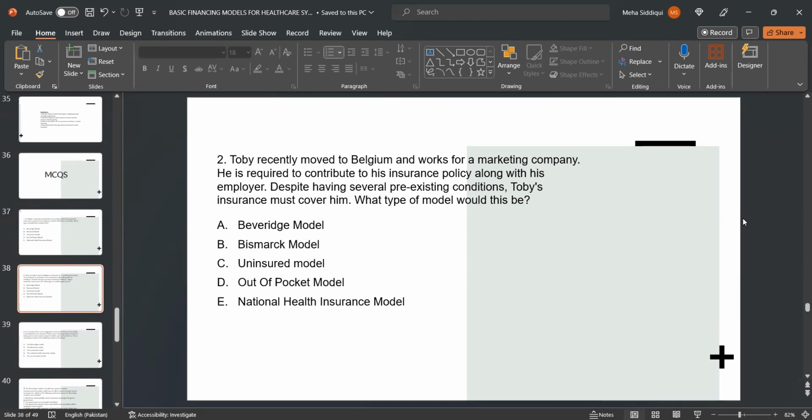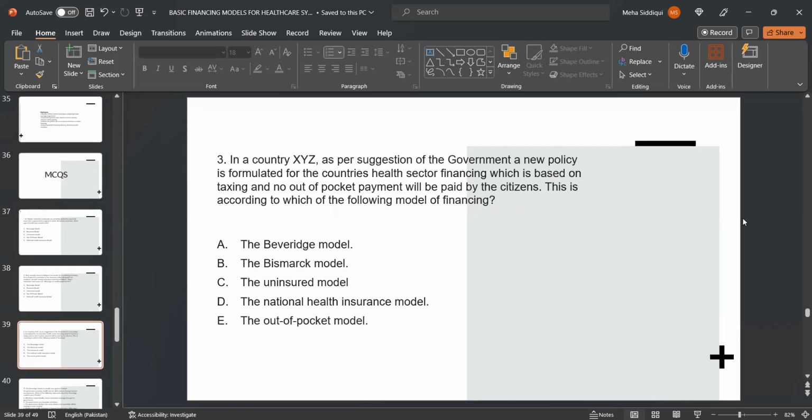A. B is the right option. Third MCQ. In a country XYZ, as per suggestion of the government, a new policy is formulated for the country's health sector financing, which is based on taxing, and no out-of-pocket payment will be paid by the citizens. This is according to which of the following model of financing? Beveridge model. A. Yes, A is the right option, Beveridge model.